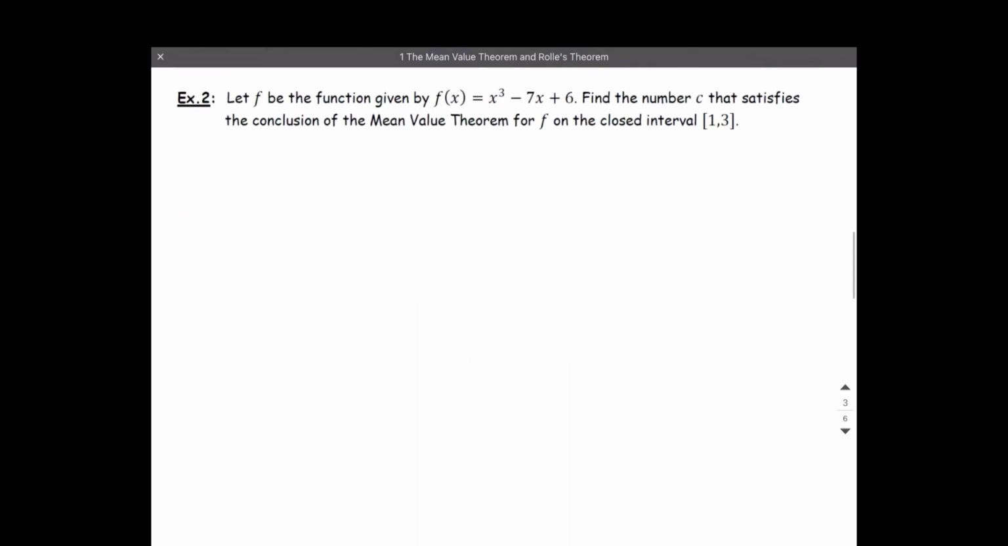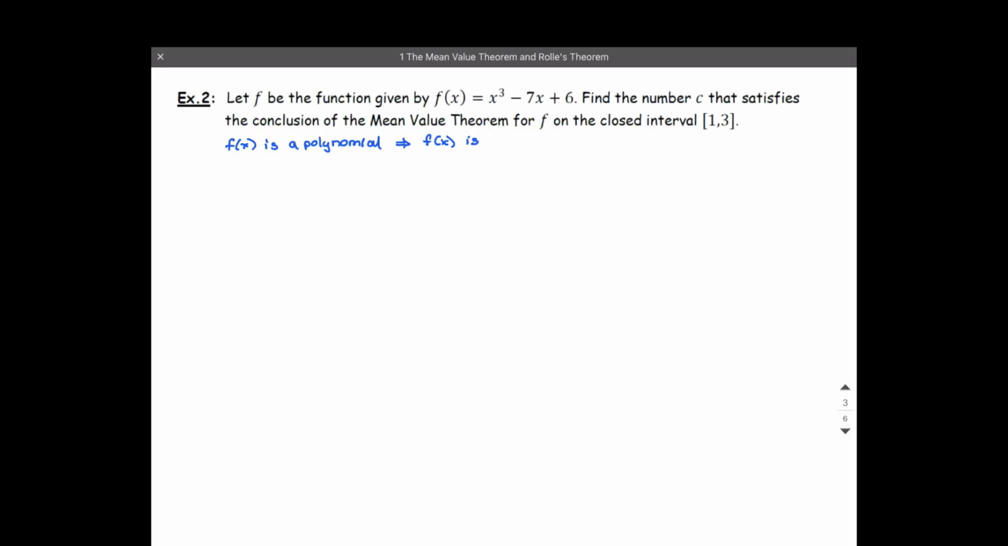Now let's take a look at one totally analytically. So here we have the function f of x is x cubed minus 7x plus 6. And we want to find the number c that satisfies the conclusion of the mean value theorem for f on the closed interval. Now, first of all, before you can use the mean value theorem, you have to remember f of x is a polynomial, which is wonderful. F of x is a polynomial. We love polynomials, okay? Because that means f of x is continuous and differentiable everywhere.